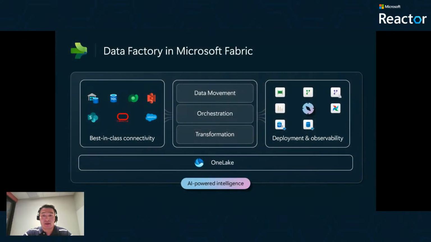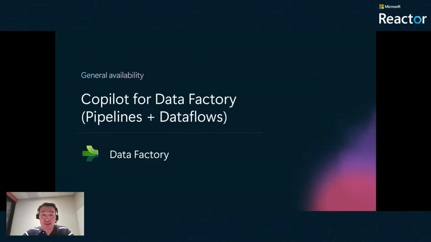So next, I'm going to talk about the AI-powered intelligence. So we know that is to empower you to do data integration tasks in a more productive way. In the next slide, the first excitement I want to show you is that now the Copilot for Data Factory, including both pipeline and the Dataflow Gen 2, has been GA. So we hope this will be closely working with you side by side to make you more productive and help you to be more successful when creating your data integration solution.